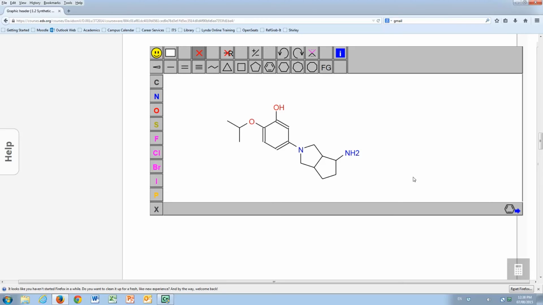Number 2, sometimes we will have charges on atoms. So let's put a carboxylic acid over here. And we'll drop in our oxygens. There's our carboxylic acid. Now let's say in the pH of blood, carboxylic acid will typically be deprotonated. So we can click on it and we'll switch that to a negative charge.